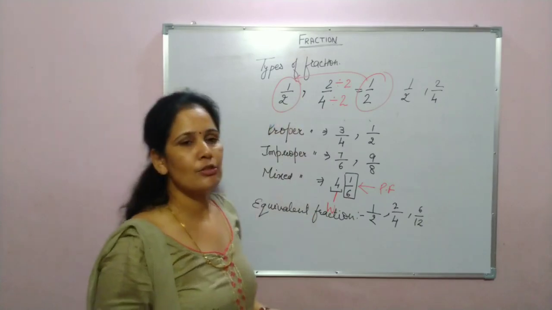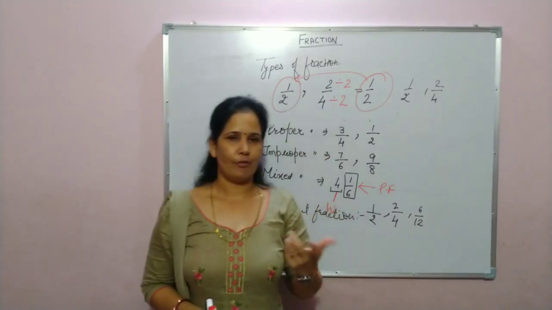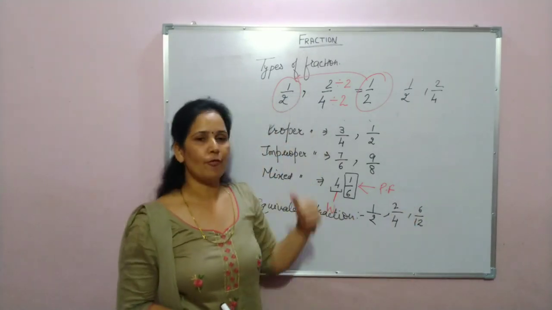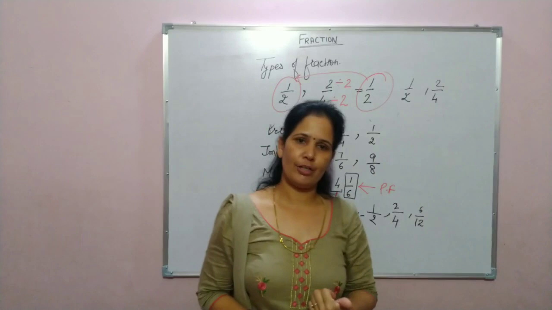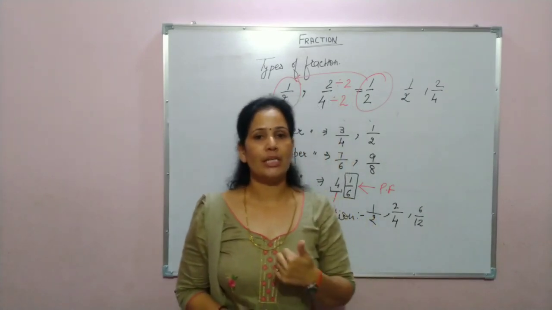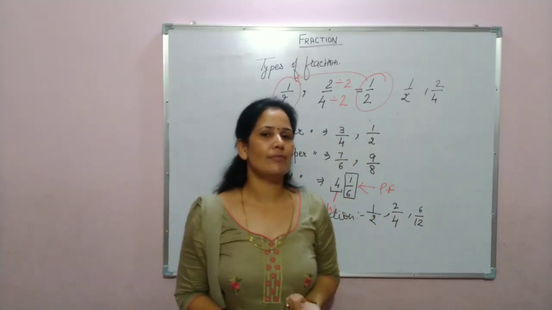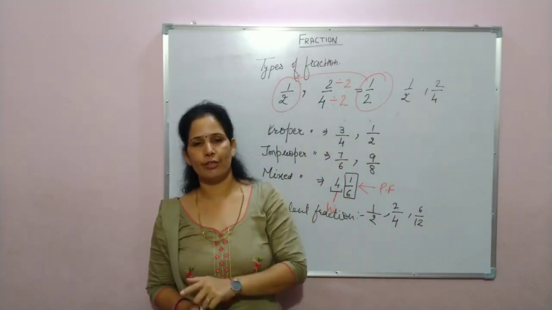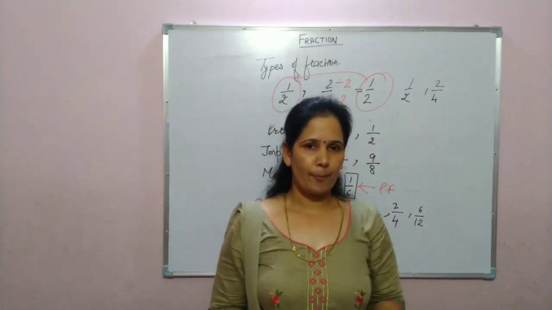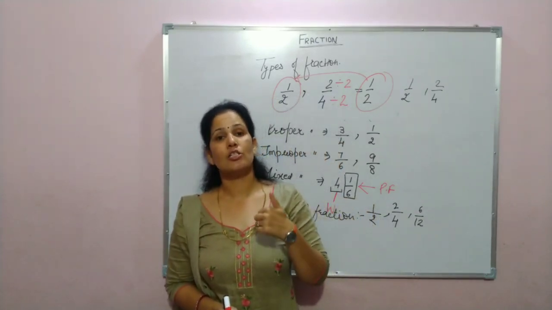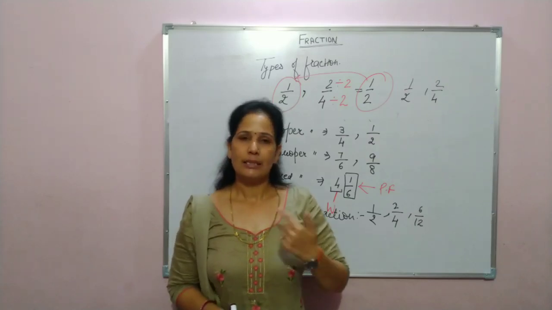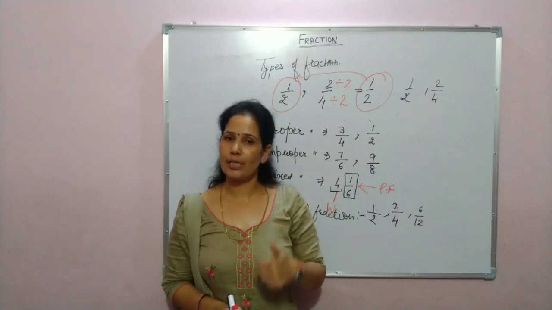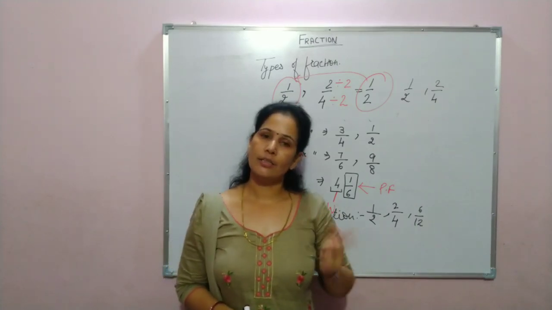Now in today's topic, students, we have discussed fractions. A fraction means a part out of the total parts. Then we discussed the types of fractions. First, like fractions: like fractions means the denominators are the same. Then unlike fractions: unlike fractions means the denominators are different. Then proper fractions: the numerator is smaller than the denominator. Then improper fractions: the numerator is greater than the denominator.